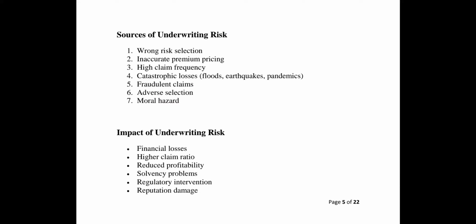Sources of underwriting risk: wrong risk selections, inaccurate premium pricing, high claim frequency, catastrophe losses, flood, earthquake, pandemics, fraudulent claims, adverse selection, moral hazards. Impact of underwriting risk: financial losses, higher claim ratio, reduced profitability, solvency problems, regulatory interventions, reputation damage.